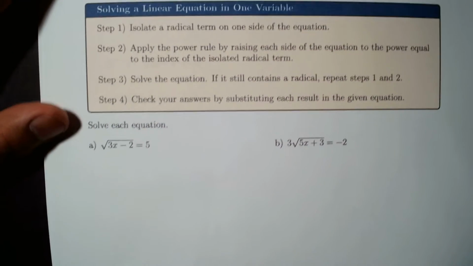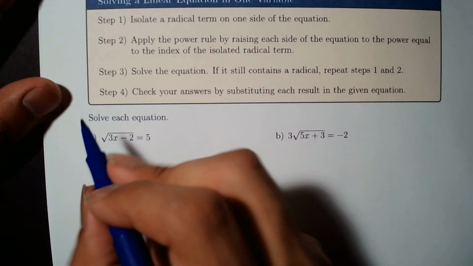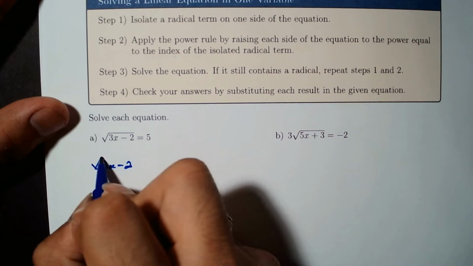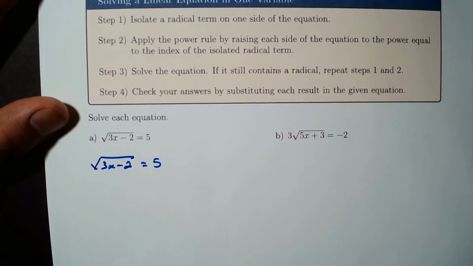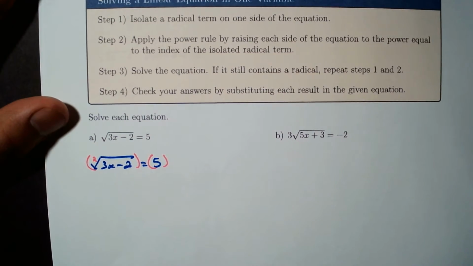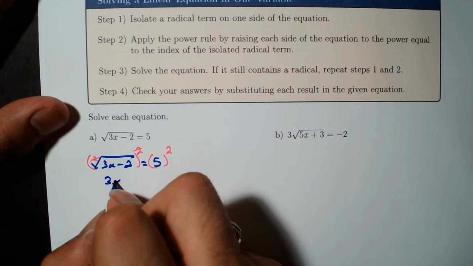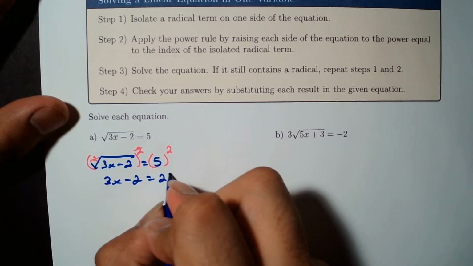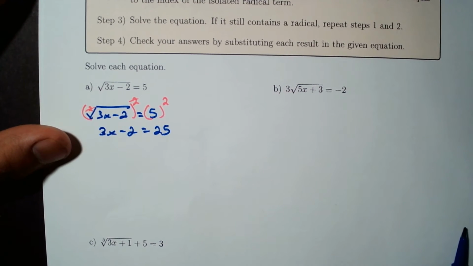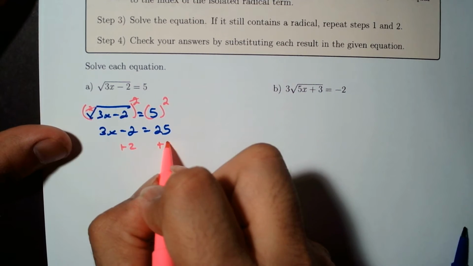All right, so let's do one example. For letter A, notice the radical term is actually isolated. So what you want to do in this case is undo the radical, or get rid of the radical, by raising to the power of the index. The index is 2, so we need to square both sides. These two cancel, and we are going to be left with 3x minus 2 equals 5 squared, which is 25. Notice the equation that is left has no radicals anymore, so just solve this baby equation, which is a linear equation.